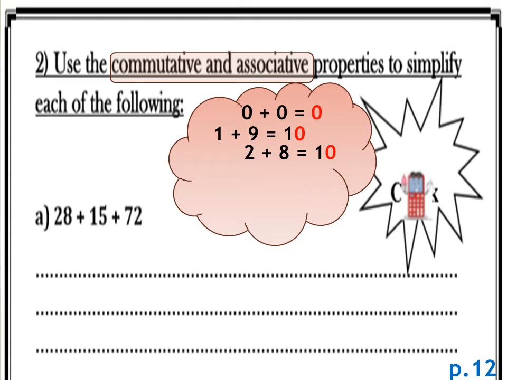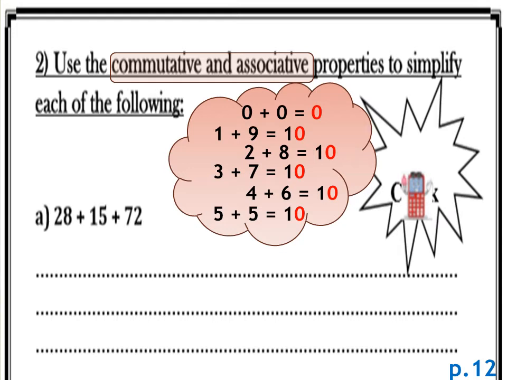And 2 plus 8 equals 10, so put the 2 and 8 beside each other. 3 and 7 equals 10. 4 and 6 equals 10. And 5 plus 5 equals 10. So when we have these unit digits, put them beside each other. Why? To make the addition easier.